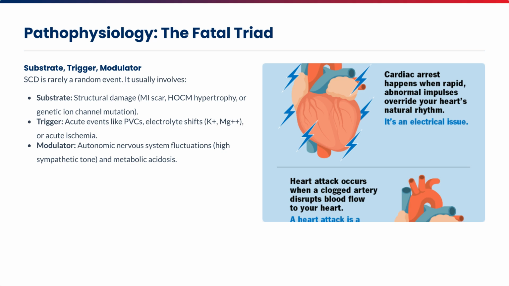SCD is often explained by the fatal triad: substrate, trigger, and modulator. The substrate is the underlying structural damage. The trigger is the acute event, such as electrolyte shifts or acute ischemia. The modulator involves factors like high sympathetic tone and metabolic acidosis.